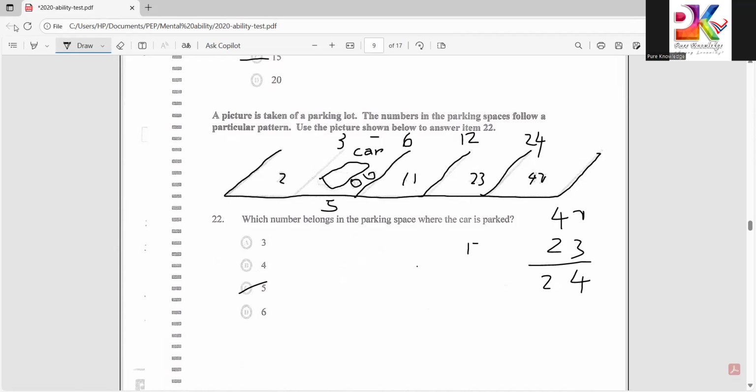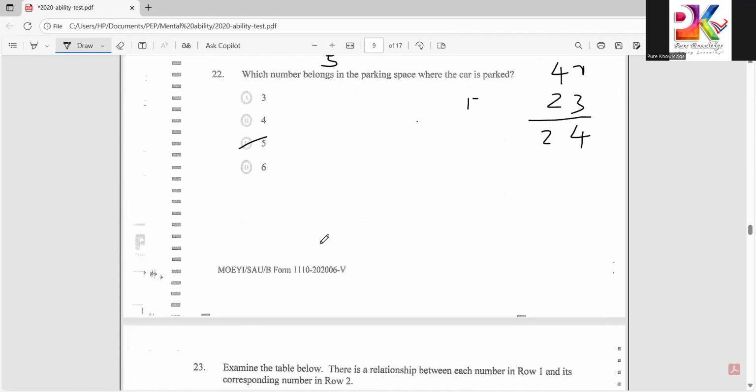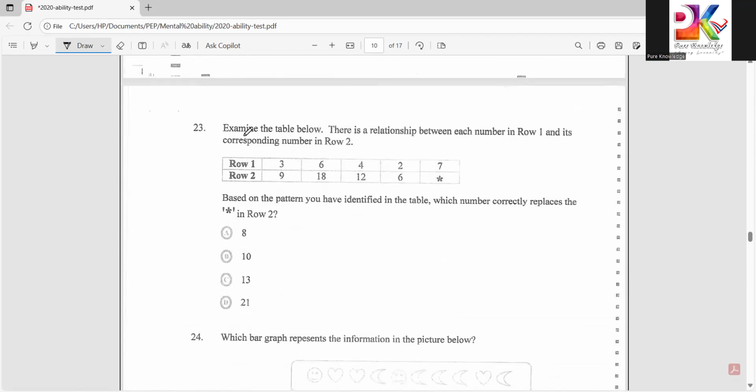Excellent. I know these can be tricky, guys, but just be calm. Look for your patterns and you'll be fine. Next question says, examine the table below. There's a relationship between each number in row 1 and its corresponding number in row 2. So we see row 1, we see 3, 6, 4, 2, 7. What's the relationship right here?